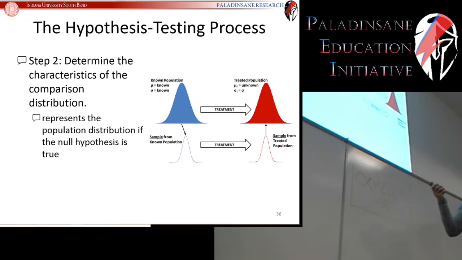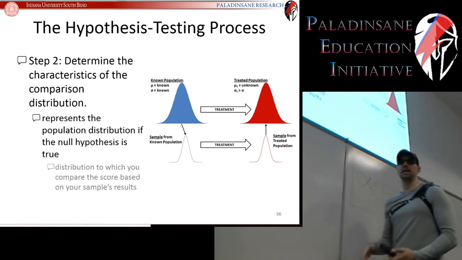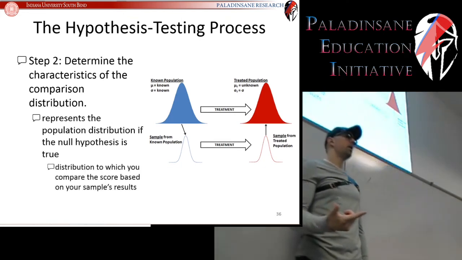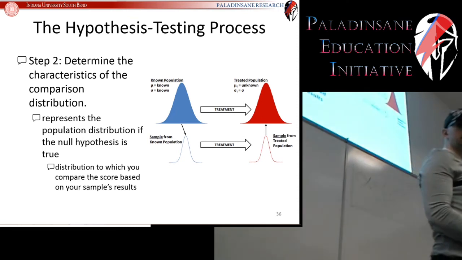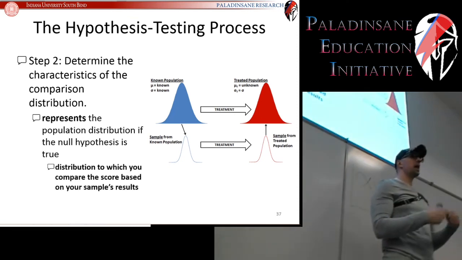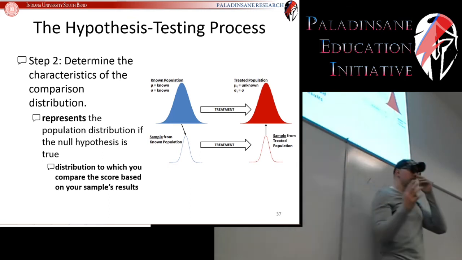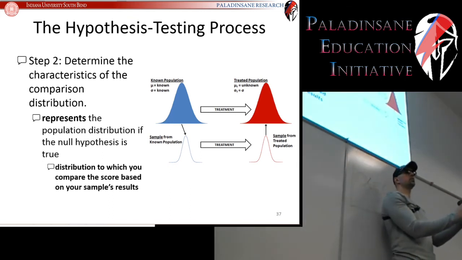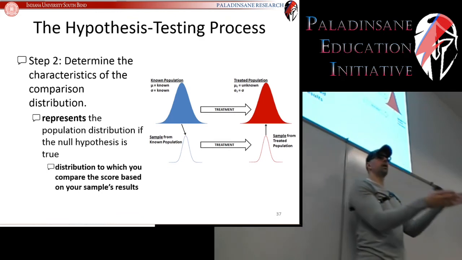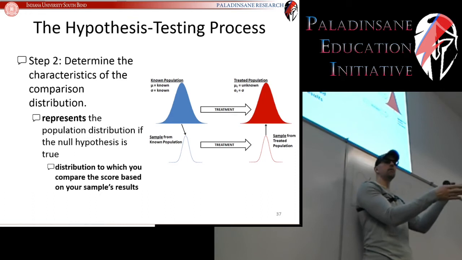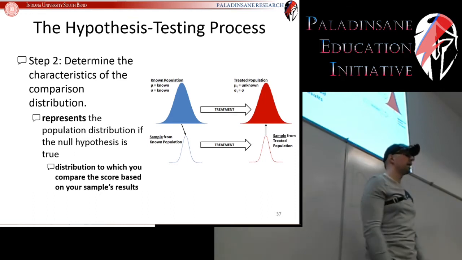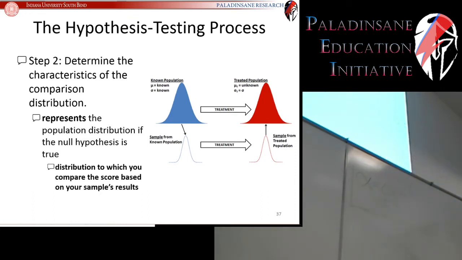So we need a comparison distribution that we can compare our sample to. And the comparison distribution is the distribution that stands in for your population. It's a distribution that you could compare your sample mean to, right? We have a sample mean, we want to compare it to a distribution of sample means. And that's your comparison distribution, that distribution of sample means.